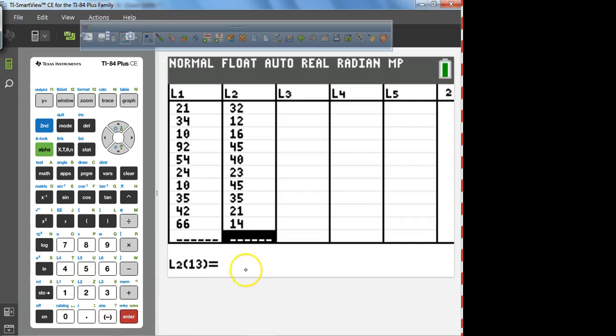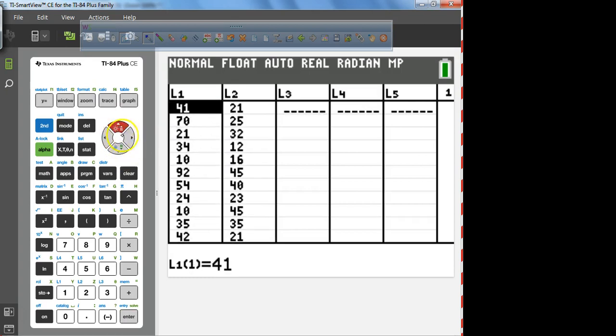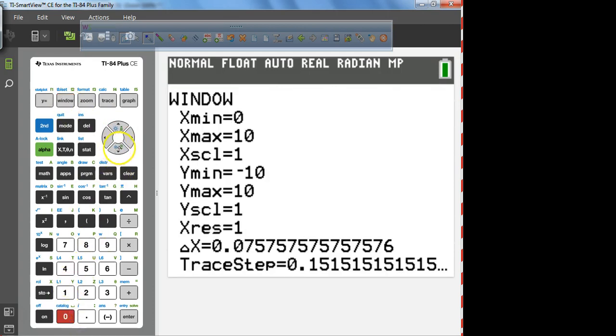All right. Now, very important. These are your X values. These are your Y values. I'm going to scan our X values and Y values. What's the smallest X value? Looks like it's a 10, right? And what's the biggest X value? 92. So here's what I want you to do: go to Window. Go from 0 to 100, with an X scale of 10.